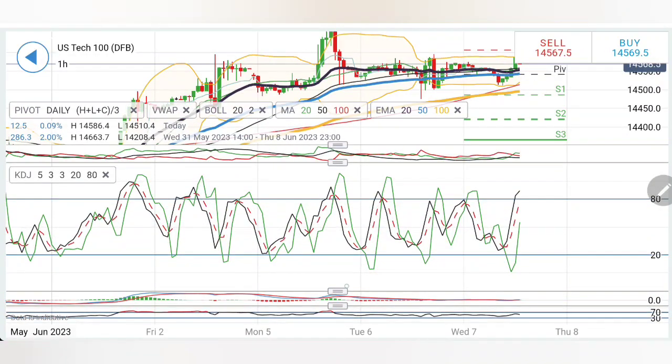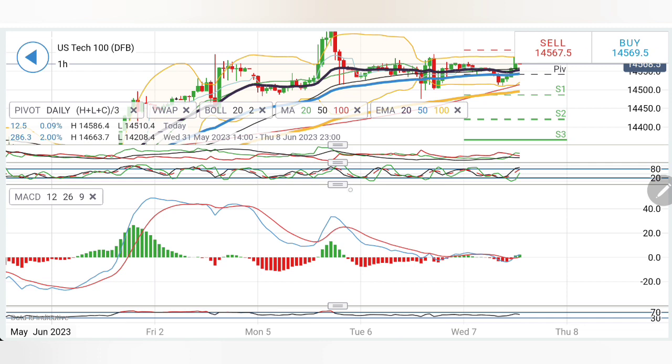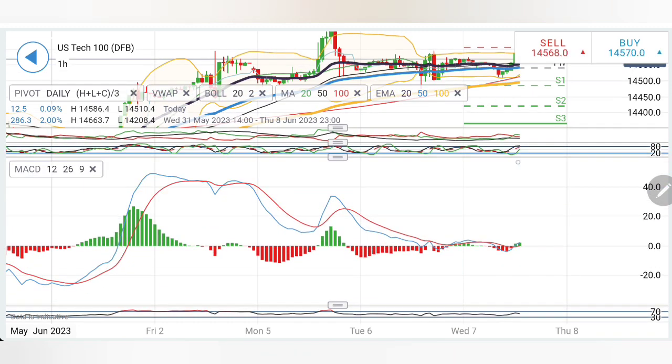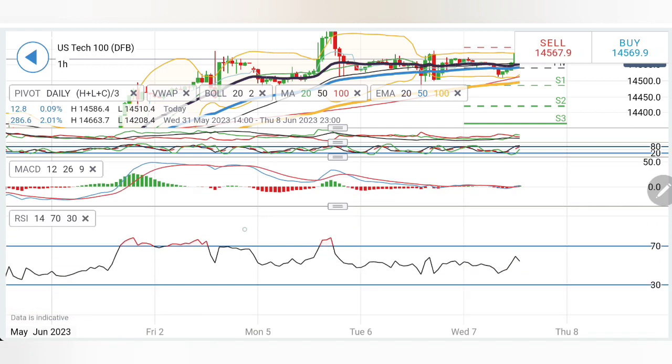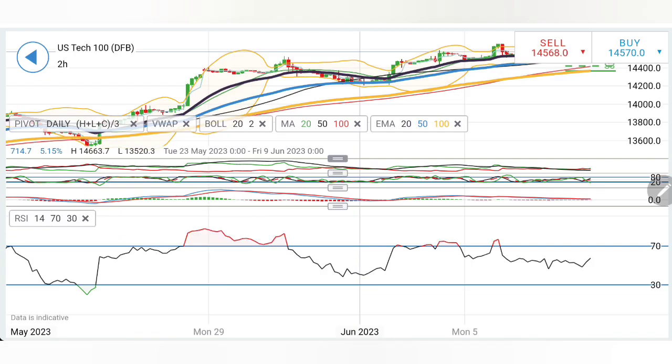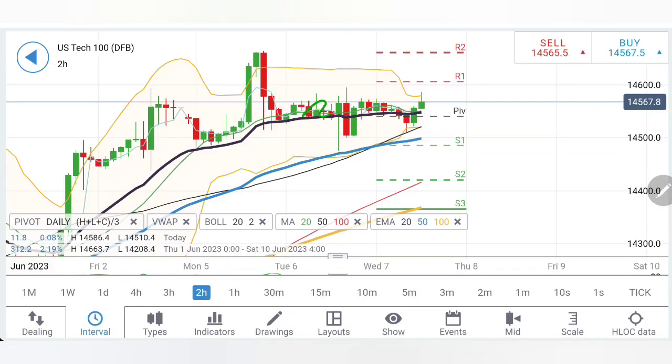Directional movement bullish, stochastic overbought. MACD is also willing to cross over. Now see, MACD is one thing which is willing to cross over for a bullish move, hence one has to be watchful there. RSI almost flat, and on the 2-hour charts, one interesting point is, see, it has converged here and then this breakout. Now possibly this bullish move might continue staying above 14,600.